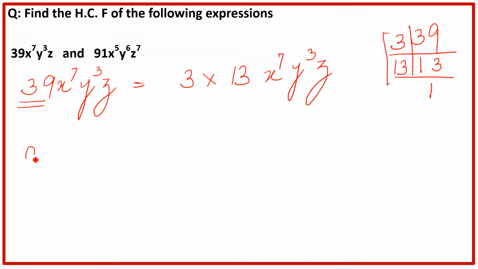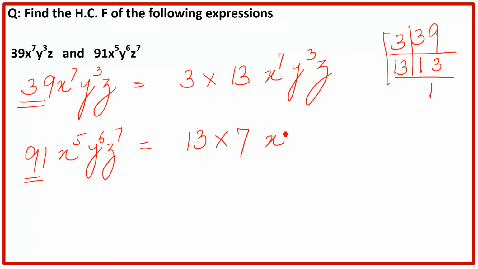Similarly, move on. 91 x raised to power 5 y power 6 z power 7. Now here we have to make the factors of 91. So 13 7 times 91, and again my focus will be that you should know the timetables, or you can do the practice of these questions. Then it will be very easy for you to make the factors of 91 and whatever number you have.